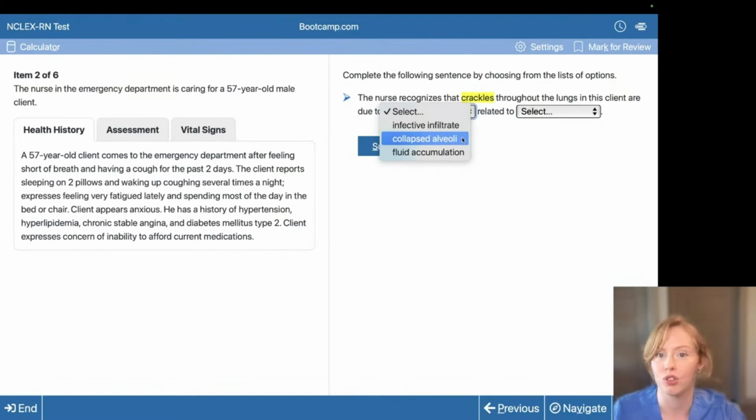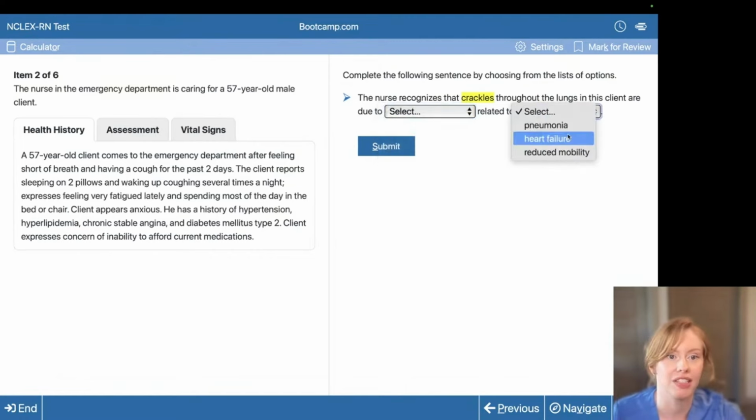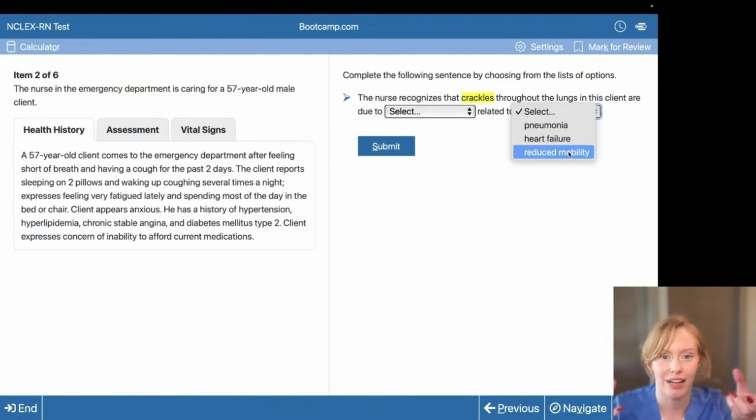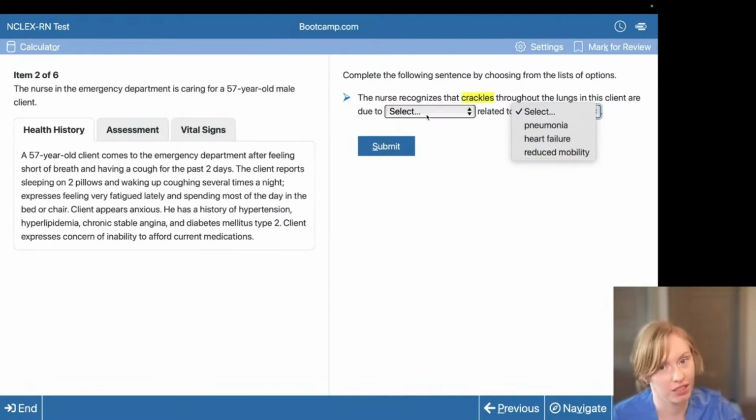So patients after surgery, for example, when they have this reduced mobility, they might develop atelectasis, where their alveoli kind of collapse a little bit, and then if they cough or take a deep breath, hopefully they'll pop open. And so any of these things could cause crackles, but we have only one that's most likely.